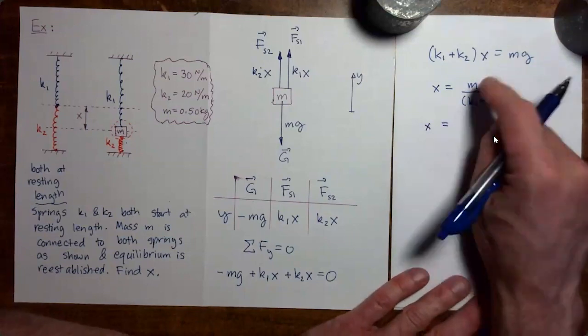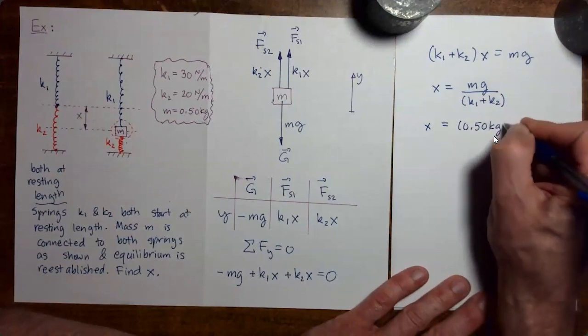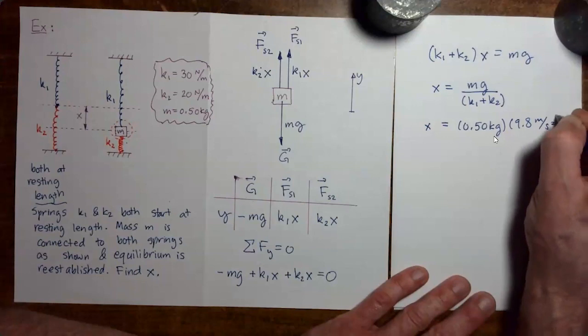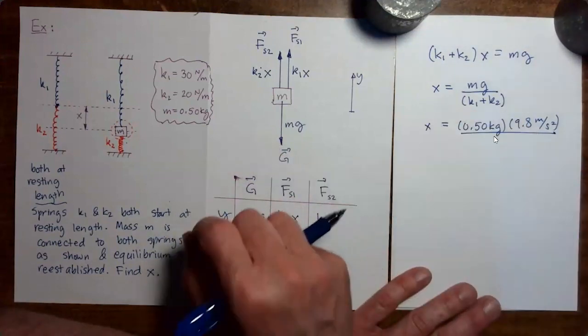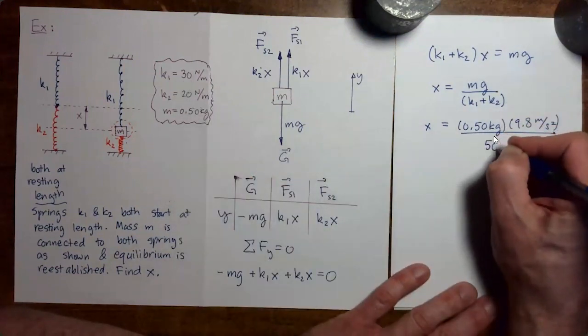Now substituting, the mass is 0.50 kilograms. g is 9.8 meters per second squared. Here I'm just going to put in the sum of the spring constants. 30 newtons per meter plus 20 newtons per meter would be 50 newtons per meter.